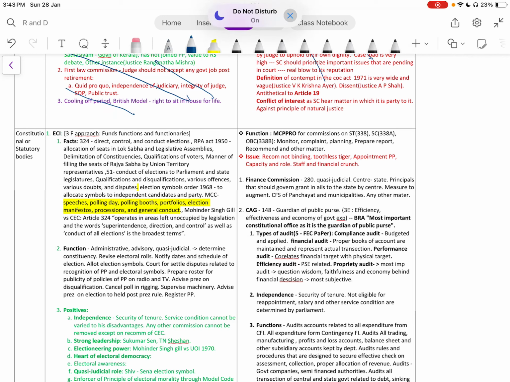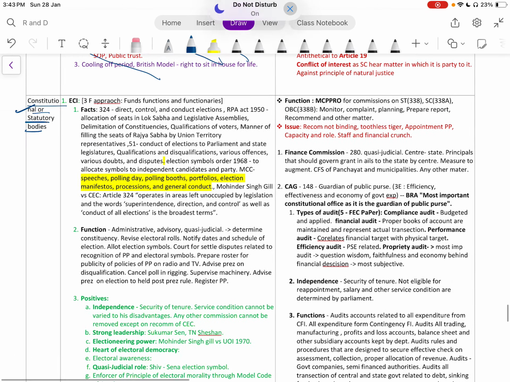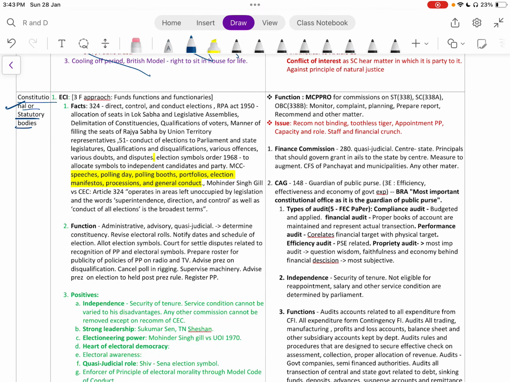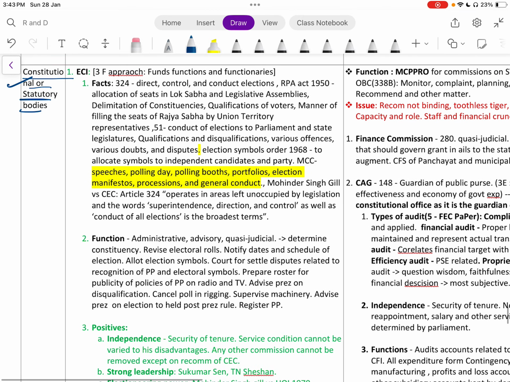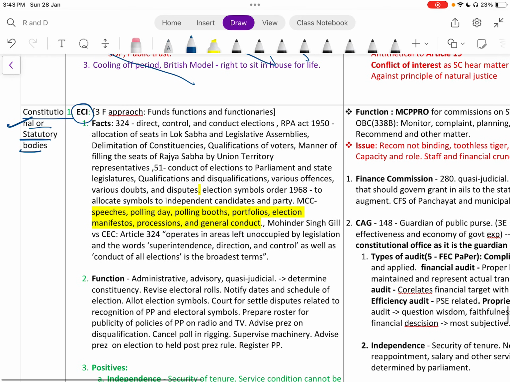Okay, let us study about the constitutional bodies or the statutory bodies. It is part of the syllabus, so we need to study about them. To begin with, Election Commission of India, we need to approach 3F: the funds, the functions, and the functionaries. If you are thinking on this line, then you'll be able to articulate your answer better.